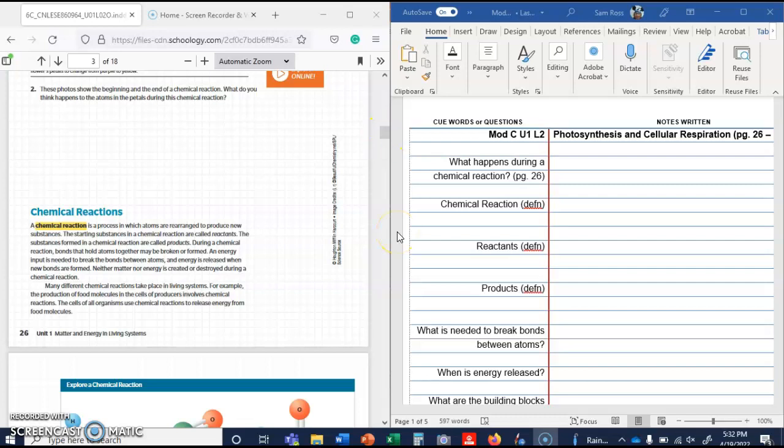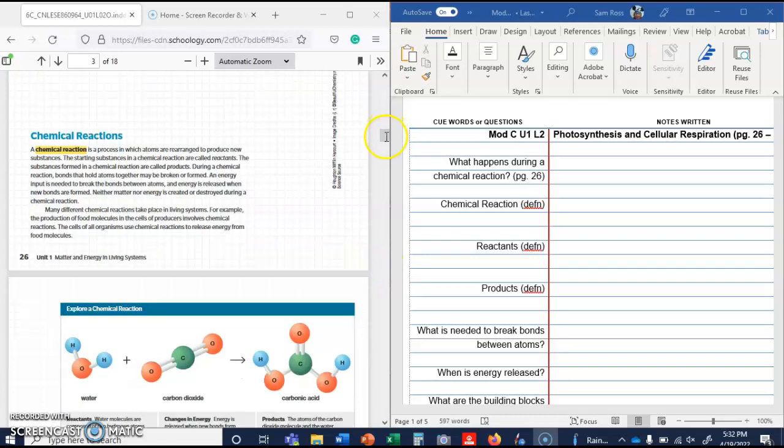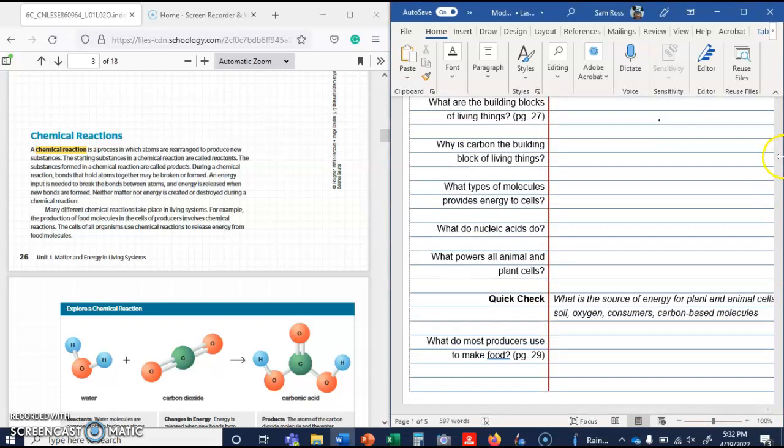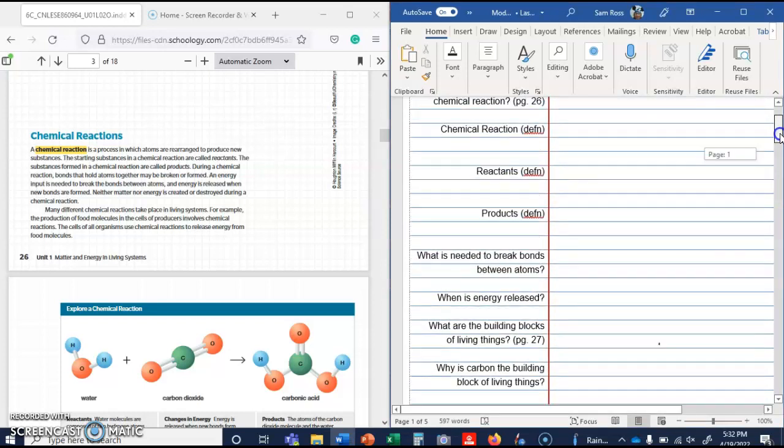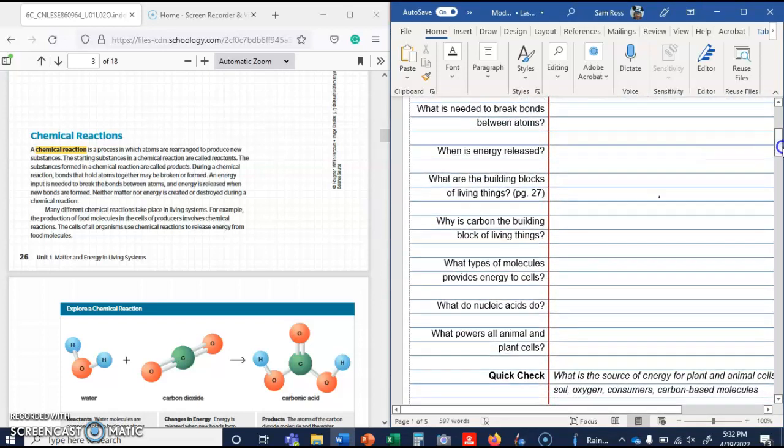That goes right here. And then we have reactants and products. We've actually already talked about this at the beginning of the school year, so this is kind of a review for us. The starting substances in a chemical reaction are called reactants. That'll go here. The substances formed in a chemical reaction are called products. That will go here.